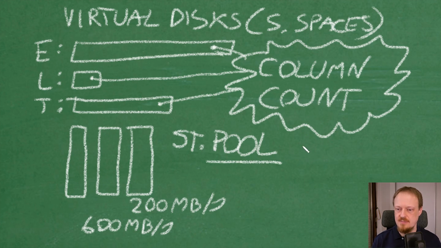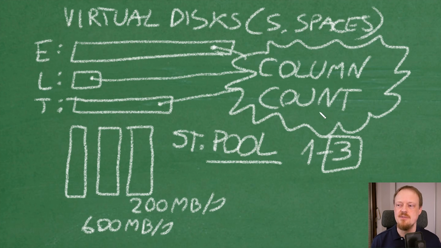So this column count can be a minimum of 1 because you cannot use less than 1 disk, and a maximum of 3 because we have 3 physical disks. It cannot be bigger than the number of physical disks you have. So this is our maximum number of columns and the maximum speed we can achieve, which is 600 megabytes per second.